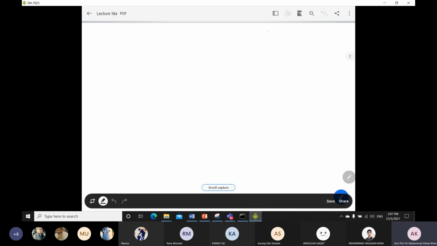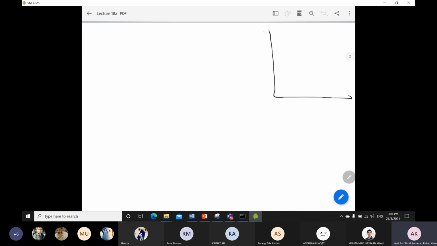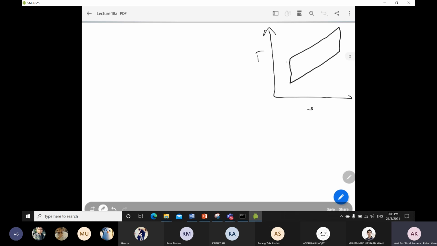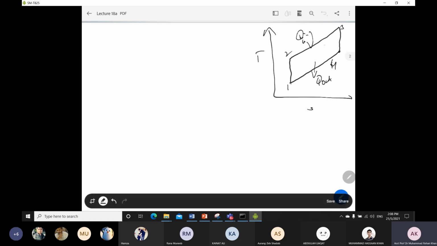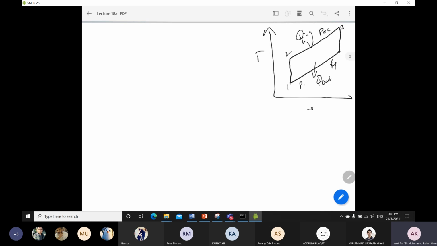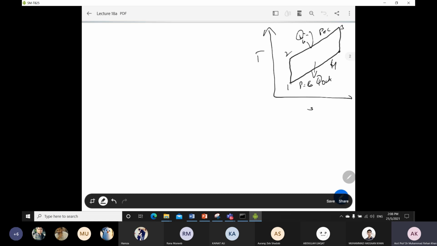Quickly draw the TS diagram first, the TS diagram of the Brayton cycle. Process 1 to 2 is the compression process, then the heat addition process, the expansion process, and the heat rejection process. Points 1, 2, 3, 4, with Q in and Q out. And P is equal to constant over there, P is equal to constant over there.